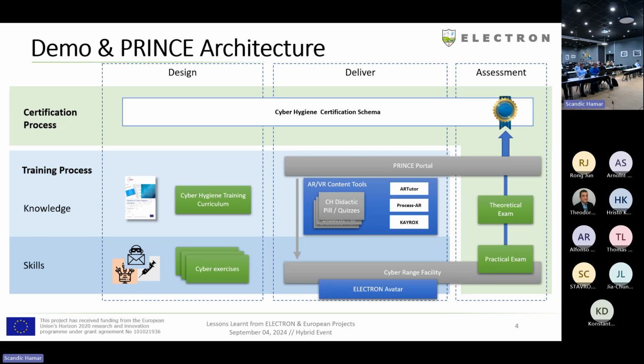The next phase is the delivery phase. It's about the development of the Prince portal that combines the training material with the AR and VR educational tools in order to provide an enhanced learning experience. Also, the Prince portal is directly connected to the CyberRange facility for the completion of the virtual exercises, and the ELECTRON avatar component that provides additional tips and hints during the completion of such virtual exercises in order to help the trainees to complete them.